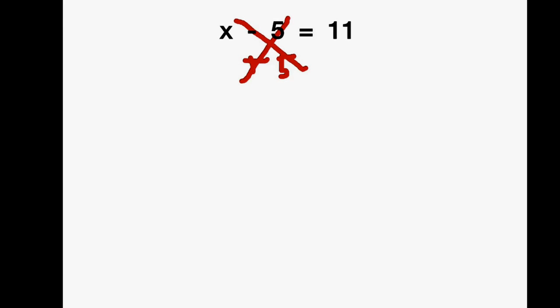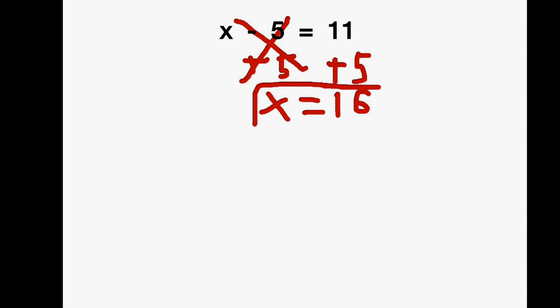So yeah, and then because you can't just do that and get away with it, you need to do it to the other side of the equation too. So let's add a 5 to that 11 as well, which would be 16. And then you would have x equals 16 for your final answer. Then we need to check our answer.